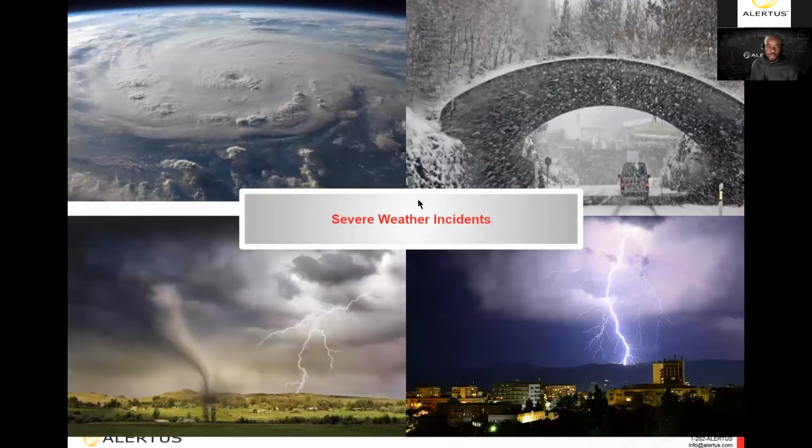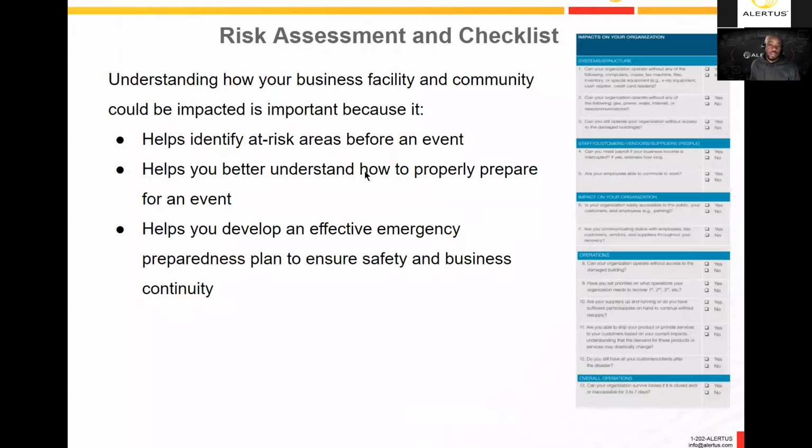So weather incidents, they vary. They come in all shapes and forms, from lightning to thunderstorms to snow, hail, tornadoes, you name it. So how do we prepare for something like that? As someone who has worked developing or helping to develop business continuity plans, it always starts with your risk assessment.